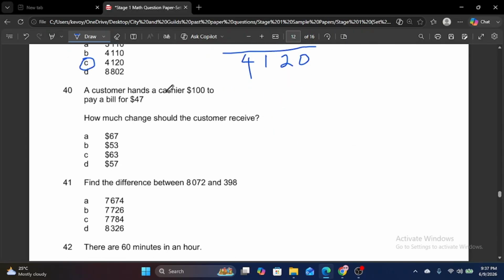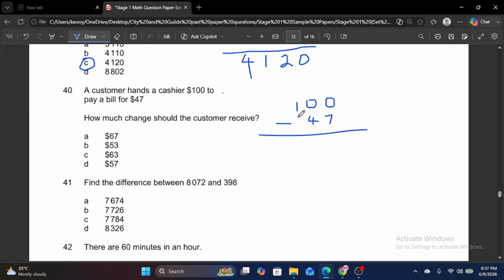Question 40. A customer hands a cashier $100 to pay a bill of $47. How much change should the customer receive? So we're just going to subtract. So $100, and let me have enough space between the digits. So that's going to be $100 minus 47.